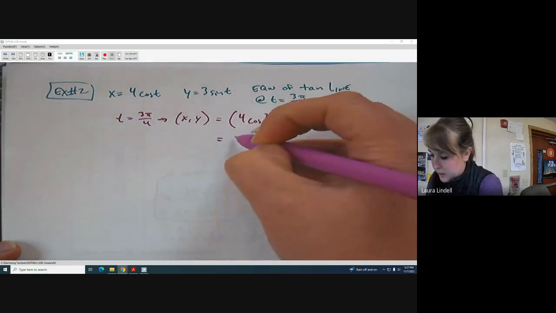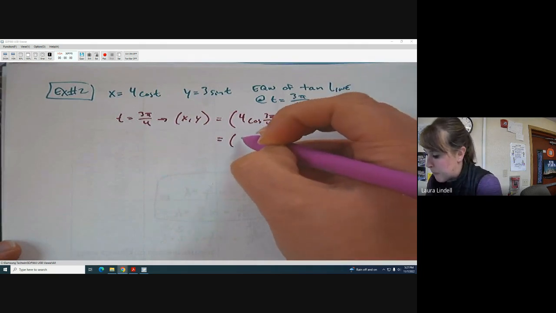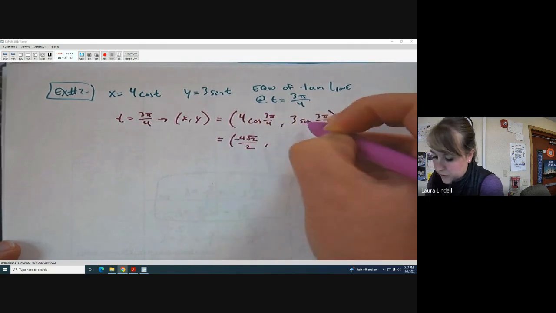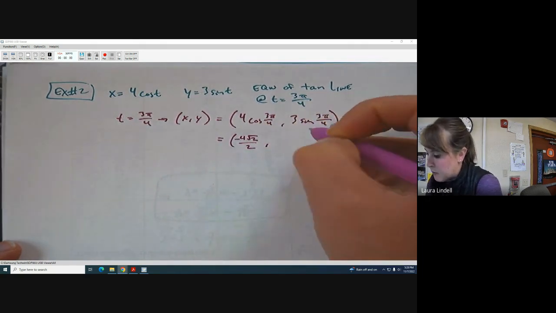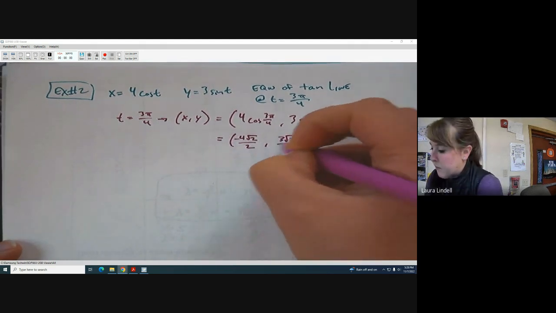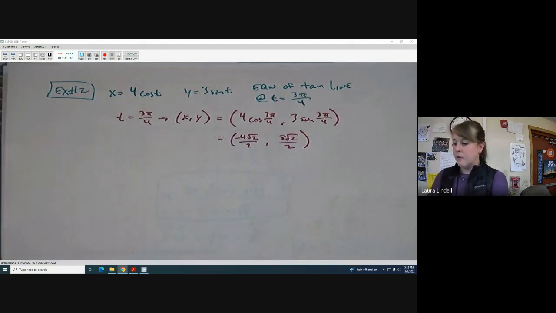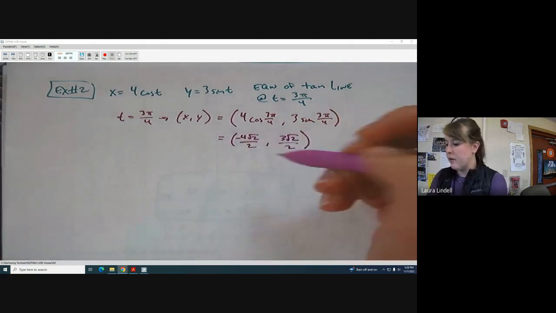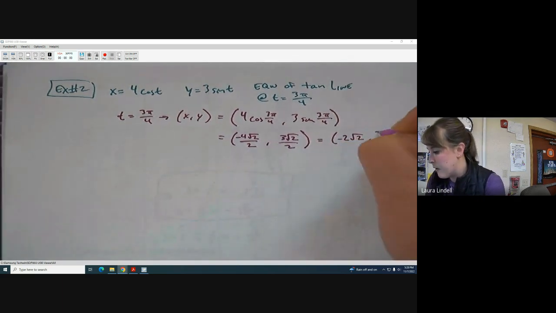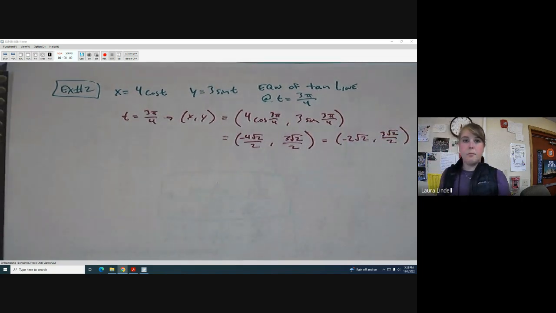Which is really just, since that's negative root 2 over 2 for cosine, negative 4 root 2 over 2. And then for sine, it's positive root 2 over 2, remembering that unit circle. So we're going to go 3 root 2 over 2. And this does simplify slightly more because we can cancel the 4 with the 2 to make it negative 2 root 2, 3 root 2 over 2. Okay, so there's our point.